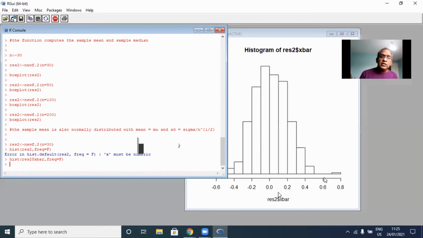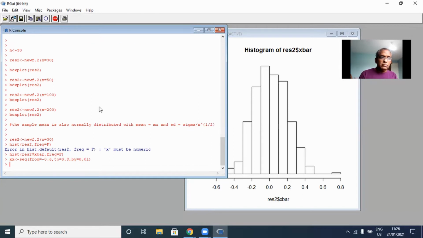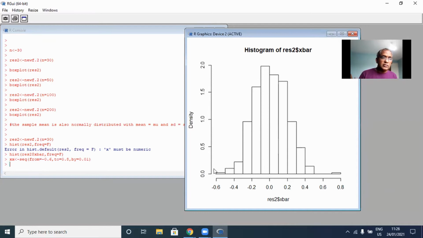To do that, first I need to define the x values. So let's define xx to be a sequence from minus 0.6 to 0.8 in steps of 0.01. That just defines the values along the x-axis.